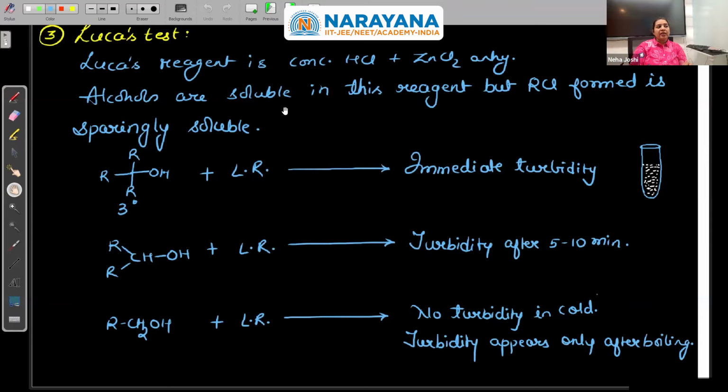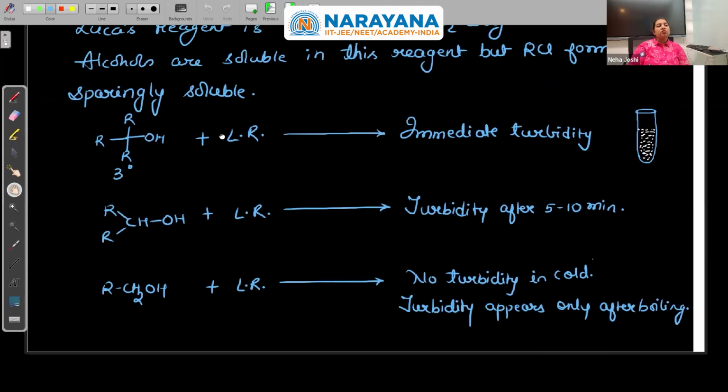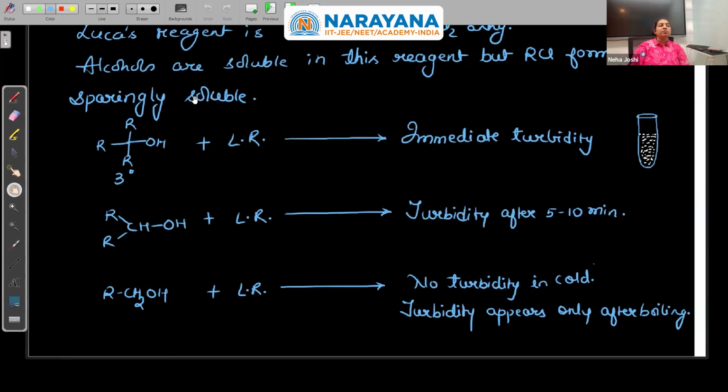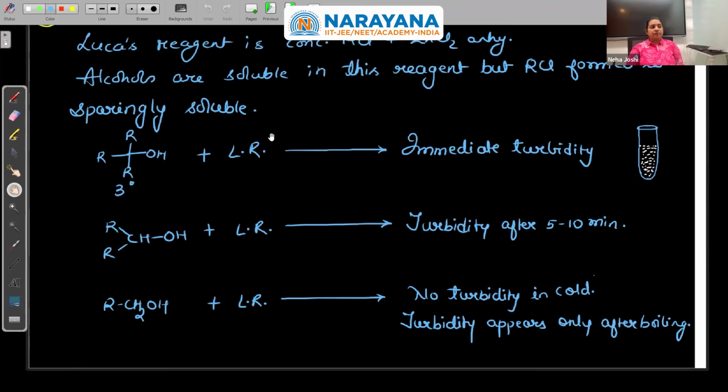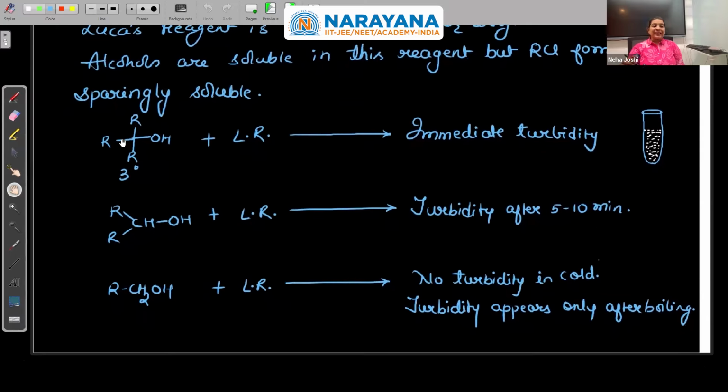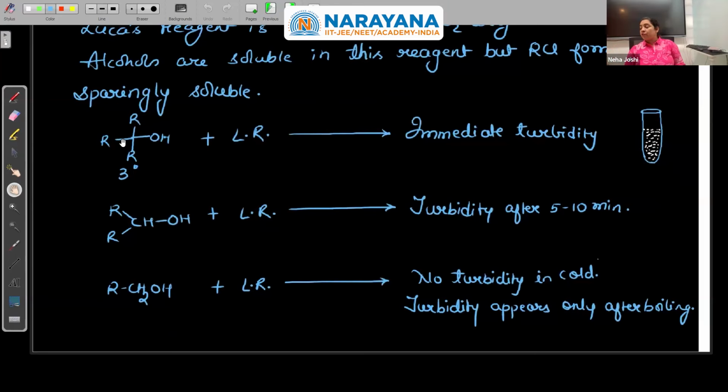So you will not have any separation of crystal or any precipitate. Alcohols are soluble in this reagent. But as the reaction proceeds, alcohol will react with HCl and RCl is formed. As it forms, RCl is sparingly soluble in this reagent. It is not soluble. So by the time frame in which that white precipitate appears, we have planned the test.